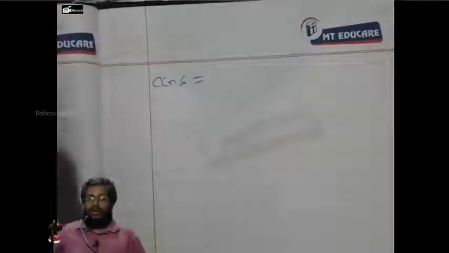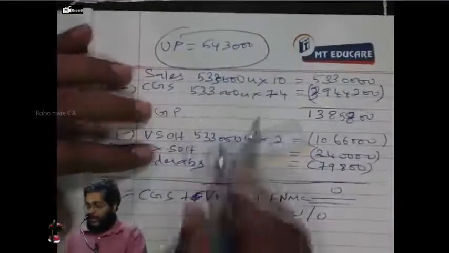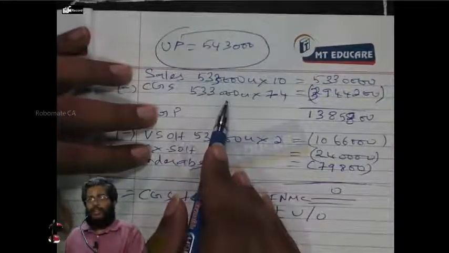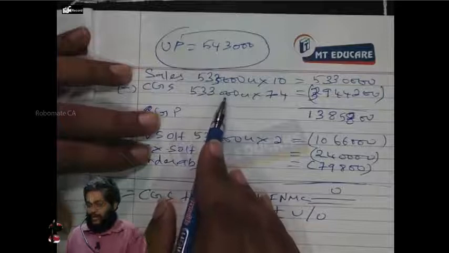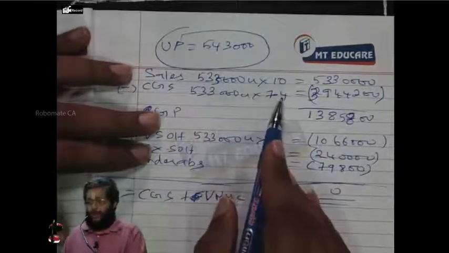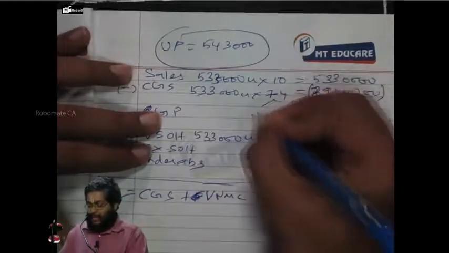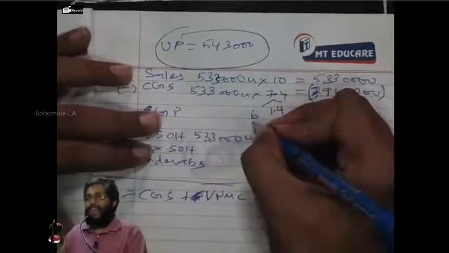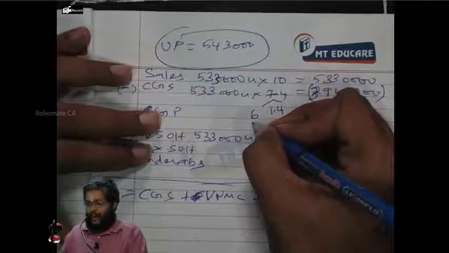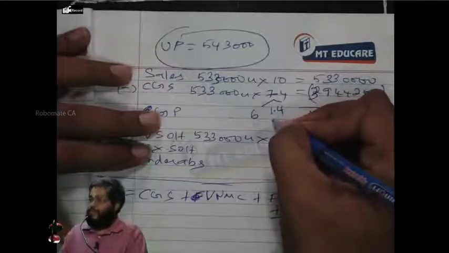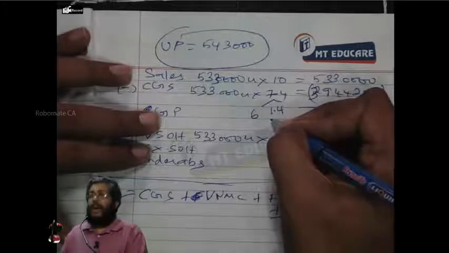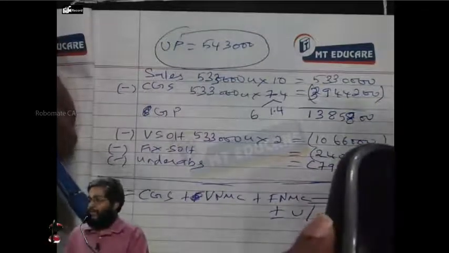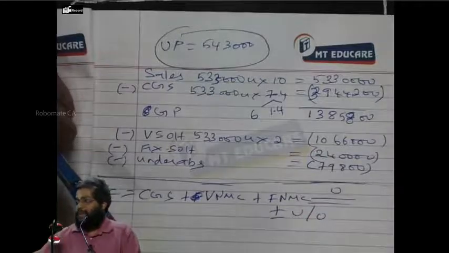We will not write the numbers, we'll write the terms. What is cost of goods sold? 5,33,000 units is the units sold. In the 7.4, what is inside? 6 and then 1.4. 6 is the variable manufacturing cost. 1.4 is the absorption rate. Are you following what I am saying? Yes, sir. Okay.